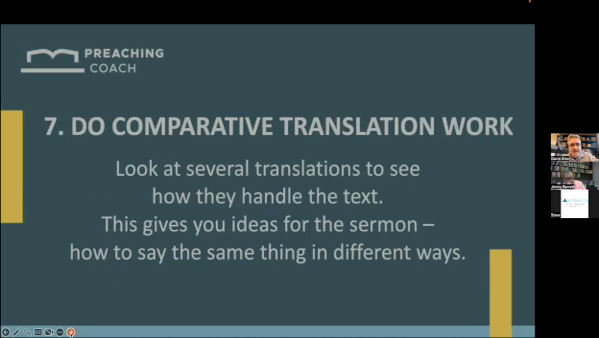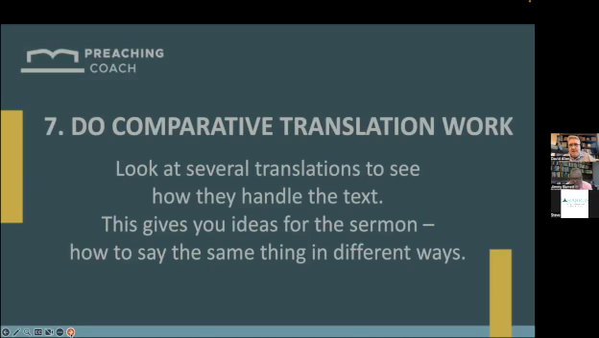Now, likely, you may not be doing this step in your own sermon prep. You might, but most books on sermon preparation don't talk much about this. Some do, but most don't. I am a big fan of doing comparative translation work.